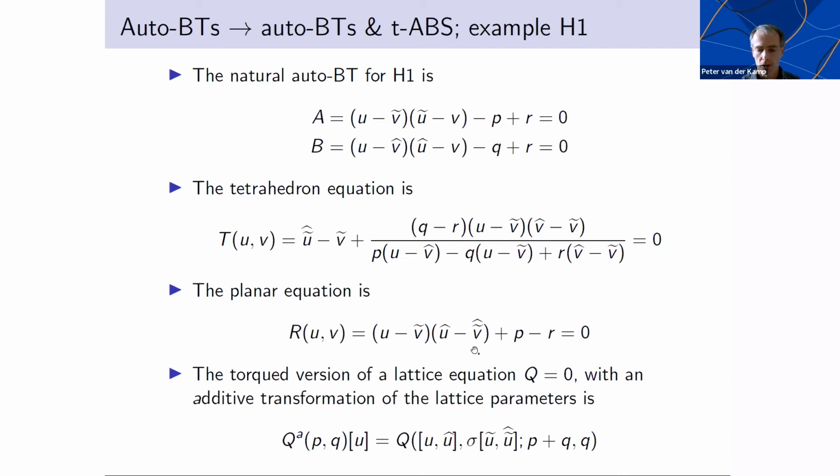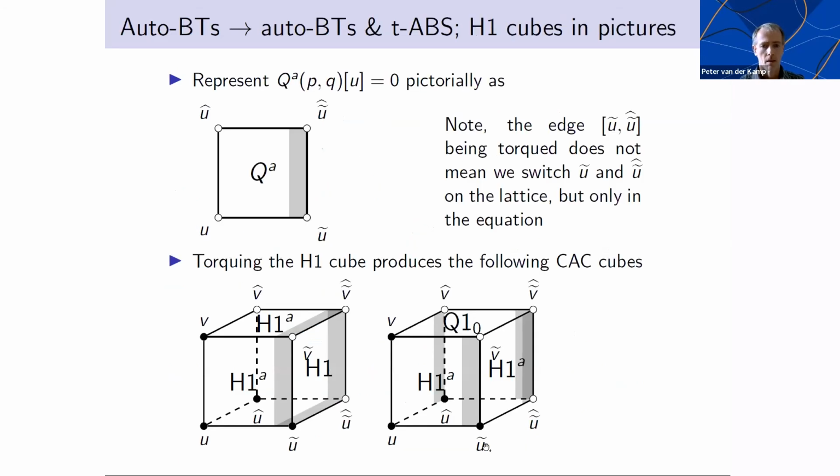The planar equation is this equation. So it is coupled, but after this process of torquing, you get a decoupled version in U and another one in V. And that is a torqued version of the original equation here. So the place of U tilde and hat is interchanged in this equation, and you have a shift of the parameters as well. So two ways of torquing, a symmetric one and an asymmetric one.